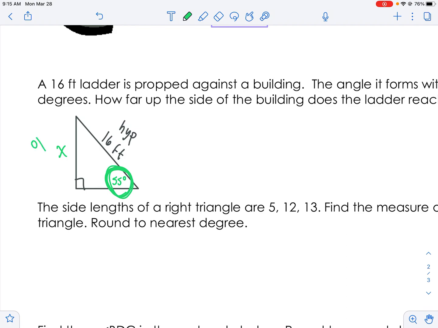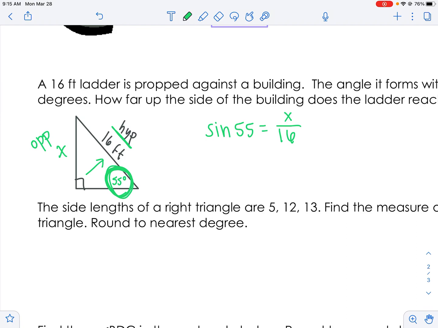So I'm going to go ahead and circle my angle. Remember, we always circle our angle, label our side. So I'm going to circle my angle. X would be the opposite. 16, we already said, was the hypotenuse, so I'm using sine again. So sine of 55 equals x over 16.